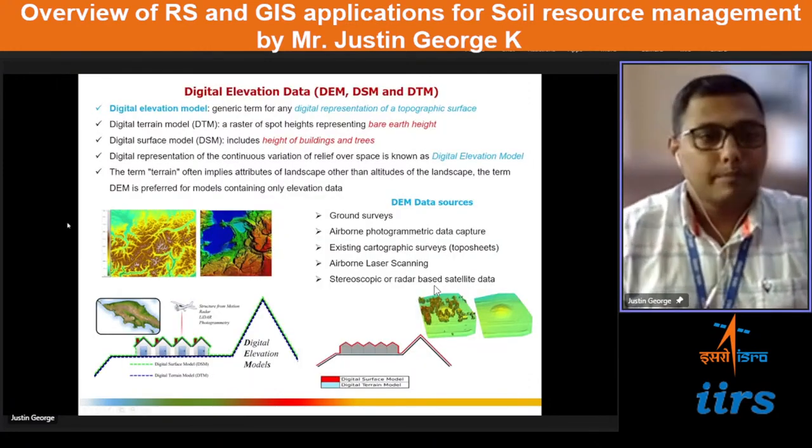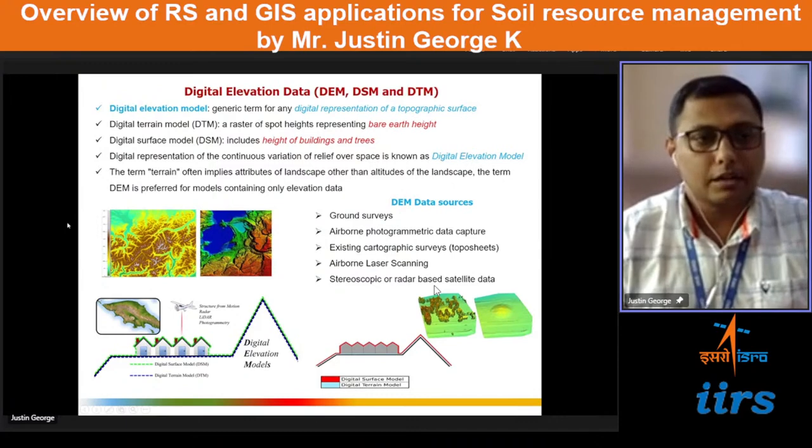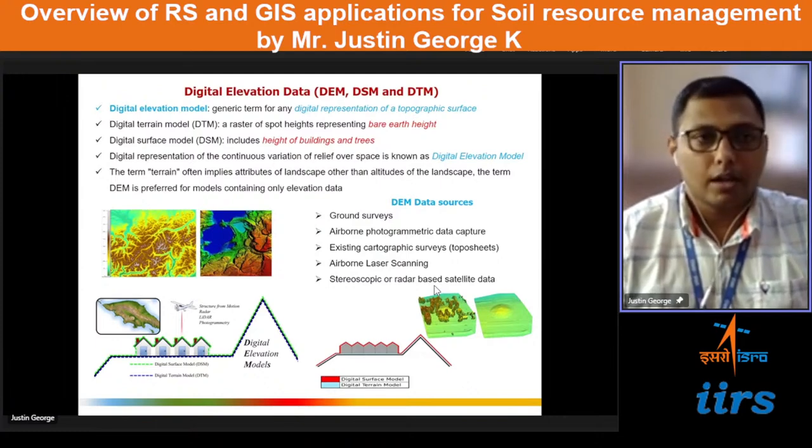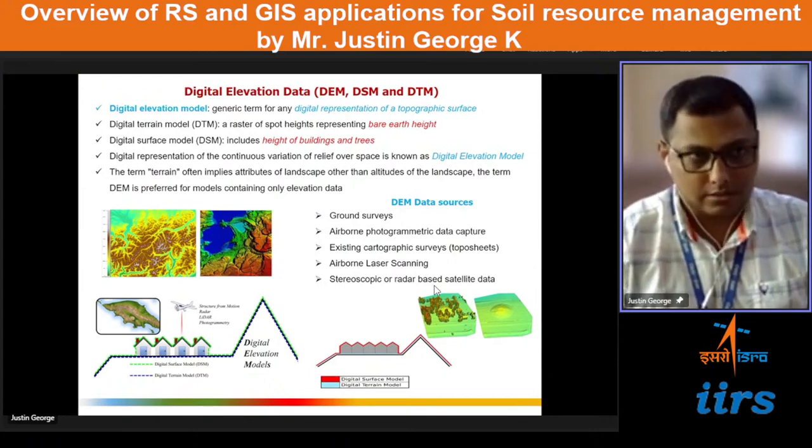So apart from the normal multispectral, hyperspectral, and microwave data the colleagues have delivered during the past 4 days, there is another type of remote sensing derived data, which comes under the group known as digital elevation data. So you might be hearing terms like DEM, DSM, as well as DTM, which are basically different forms of digital elevation data. The DEM is a generic term for any digital representation of a topographic surface. And the DTM and DSM are basically derivatives of DEM data only, where the terrain model indicates the bare earth height, whereas the surface model includes the height of buildings as well as trees.